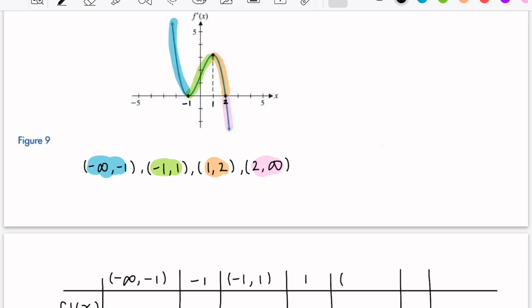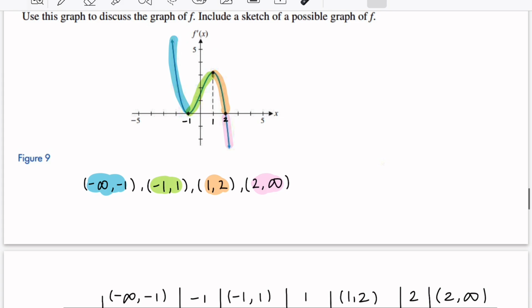This one, and that's our last interval. So what I mean is we'll look at this graph here, which is the derivative of f, and we see that in this region from -infinity up to -1, it's decreasing.